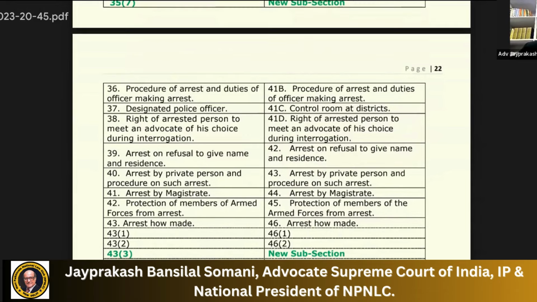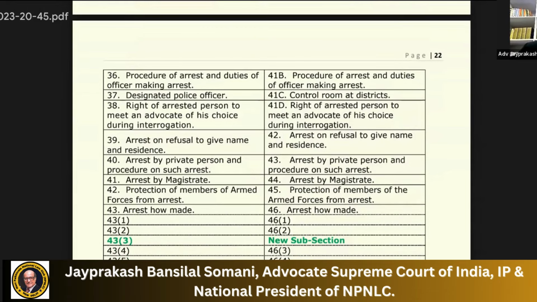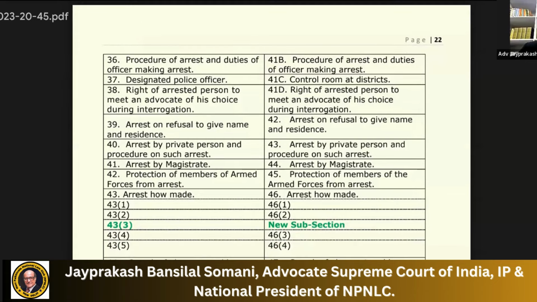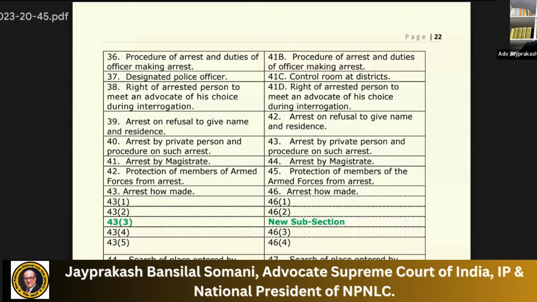Section 36 of BNSS, procedure of arrest and duties of officer making arrest. Its earlier section was in CrPC 41B.